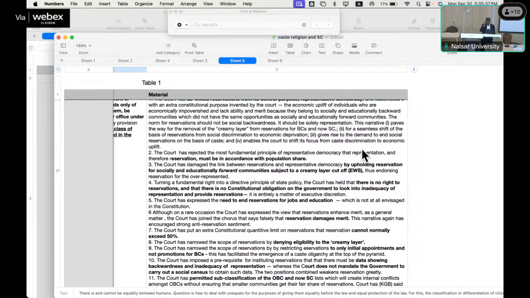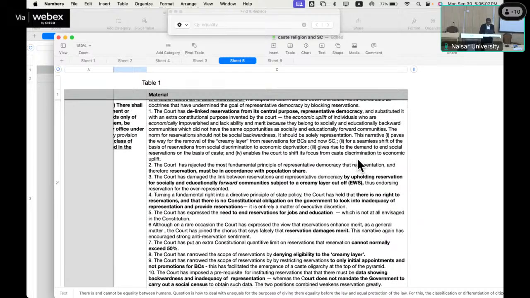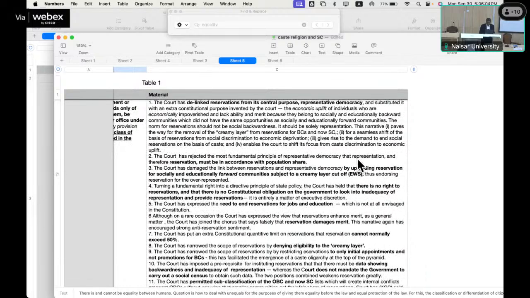The one exception, the only judgment, and I'm not saying this because he's present here, which acknowledges that the purpose of Article 16, if not 14, is representation, is Justice Bhatt's judgment in Janhit Abhiyan. So at least there is one recognition of this original purpose of Dr. Ambedkar in that judgment, but otherwise there is a consistent view supporting the Gajendragadkar doctrine.